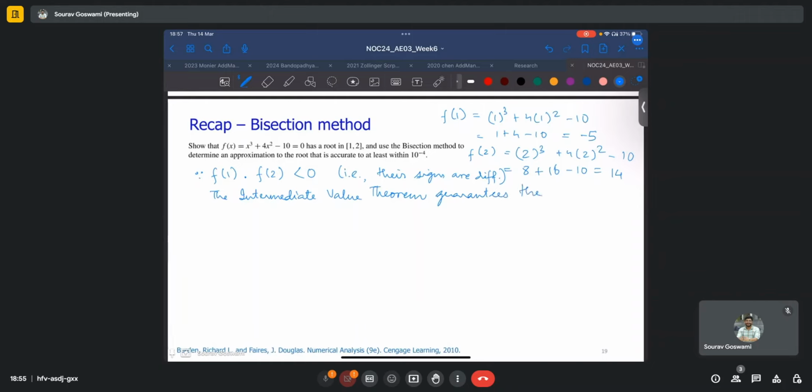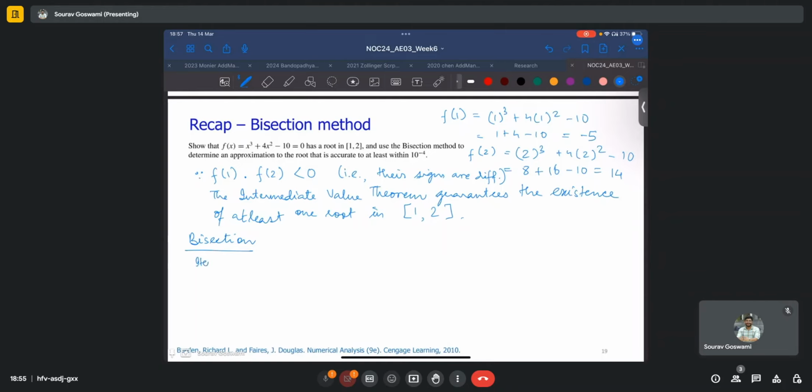The existence of a root. At least one root, so to say, in the closed interval 1 comma 2. The first part was pretty straightforward, but now we also have to find it. So let's perform a couple of iterations of the bisection method.